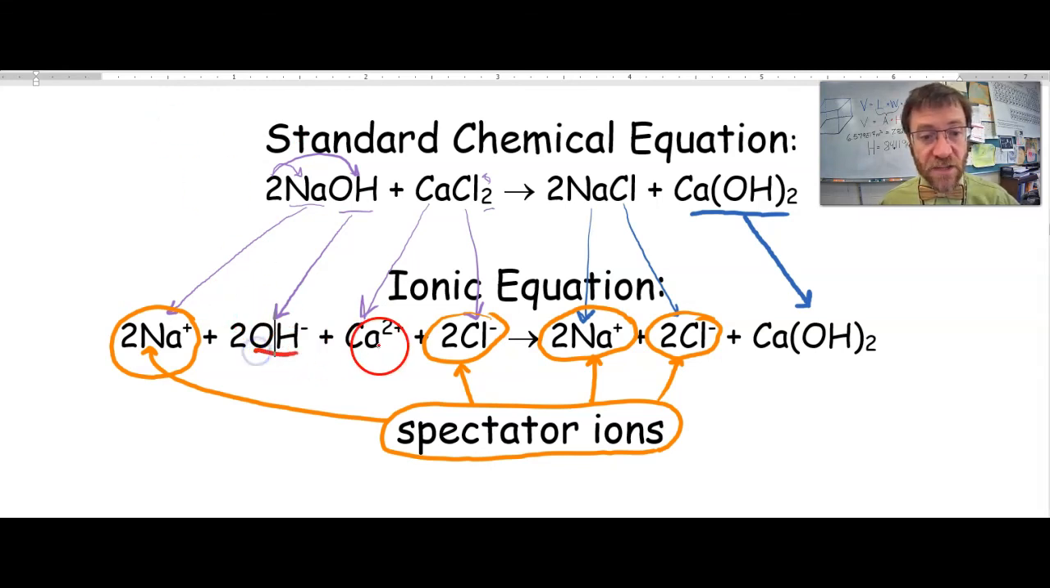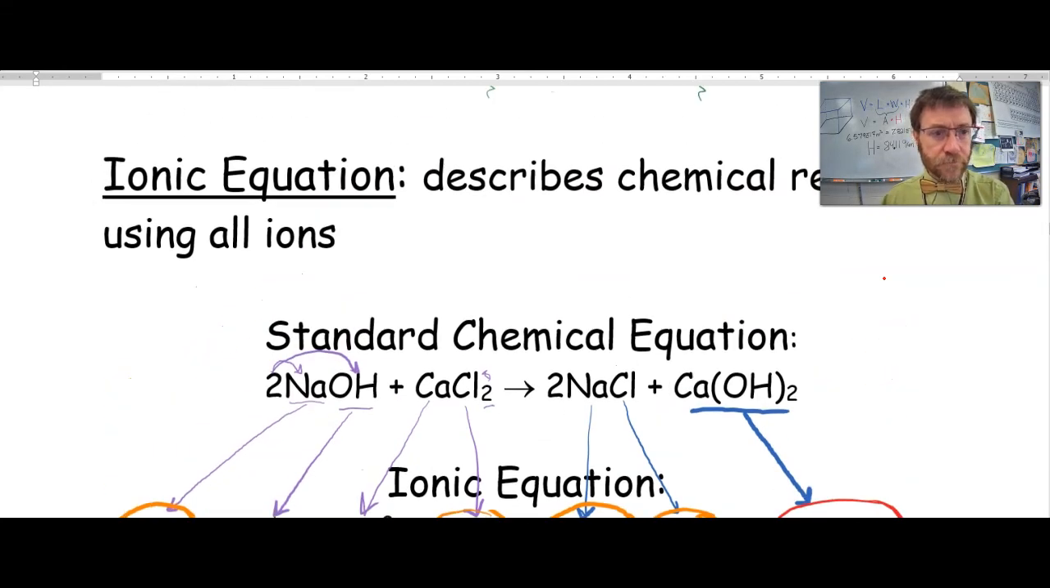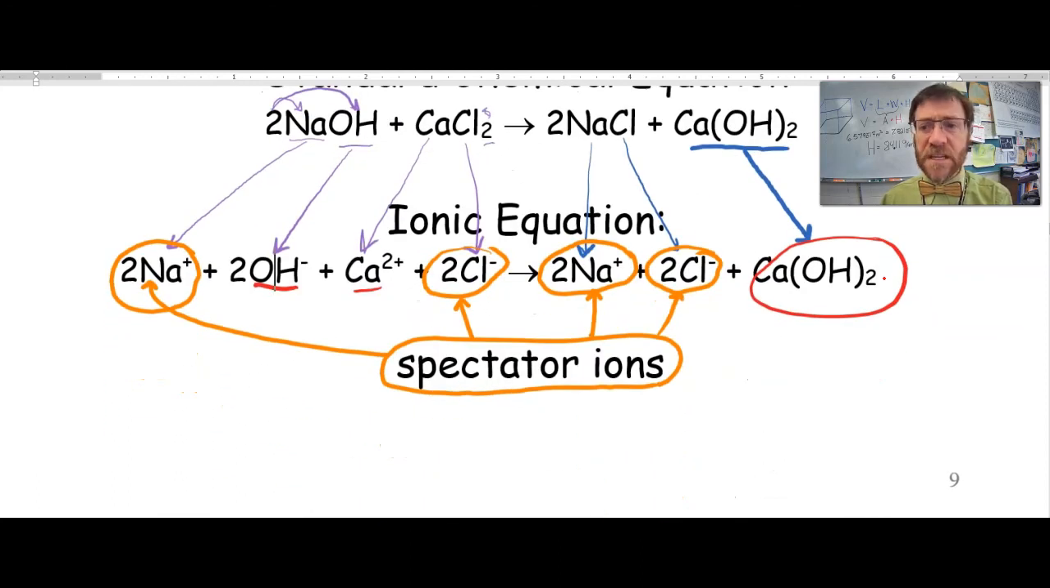So you can see that the OH, the hydroxide, and the calcium, they changed. They went from ions to a compound. So they changed. They are part of the chemical reaction. But the ionic equation helps us look at and see each and every individual participant that's happening inside the beaker.